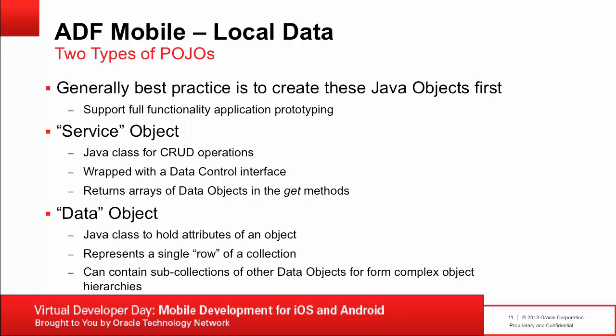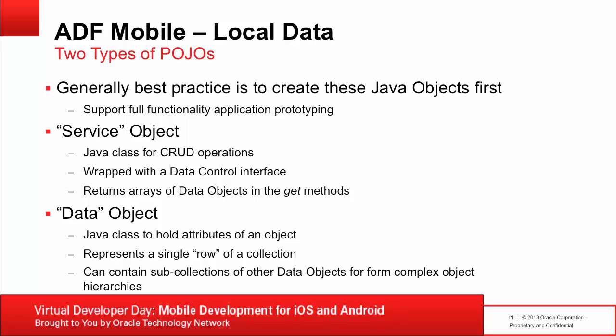Furthermore, you will generally want to create these Java data objects first, so you can actually build out a prototype of your application backed by these Java objects. This way you can work out your user interaction and data requirements first before designing and implementing your server-side data services. There are generally two sets of Java objects you will create for your data layer.